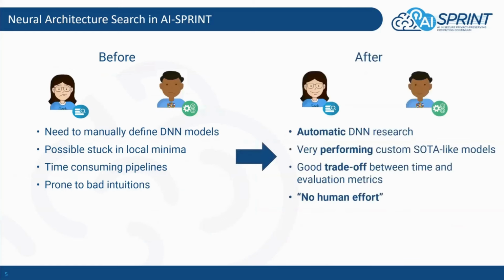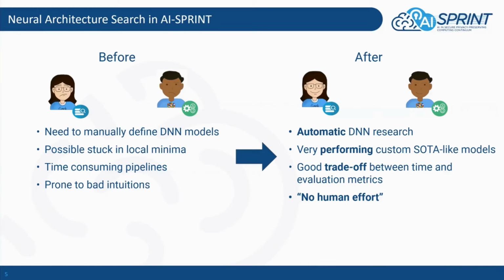Without the neural architecture search in AI-SPRINT, users, or in this case AI developers or general developers, have to manually define deep neural network models, and the training and the architectures themselves are possibly stuck in local minima, and sometimes this process is prone to bad intuitions and very time consuming.